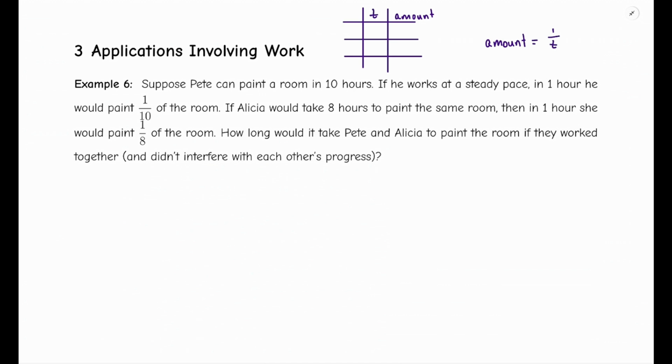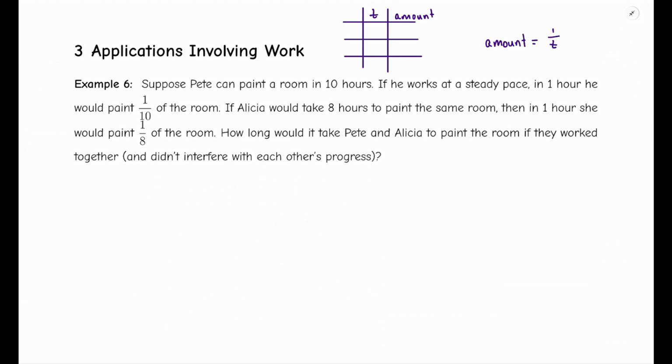Now the reason why we need amount is because if it takes somebody 2 hours to paint a room and another person 3 hours to paint a room, you can't just take 2 plus 3 and say they're going to paint the room together in 5 hours. No, they should be helping each other, so it should take less time.